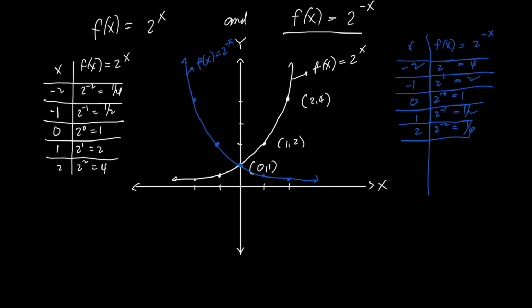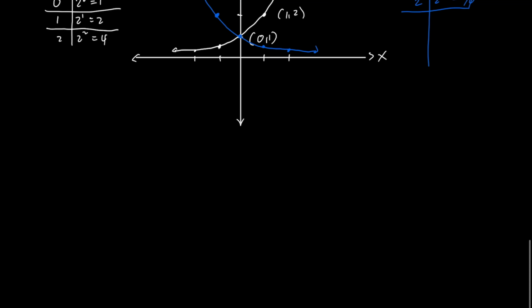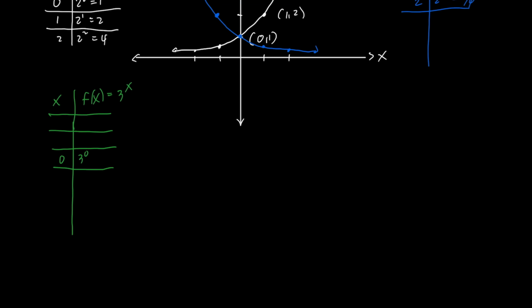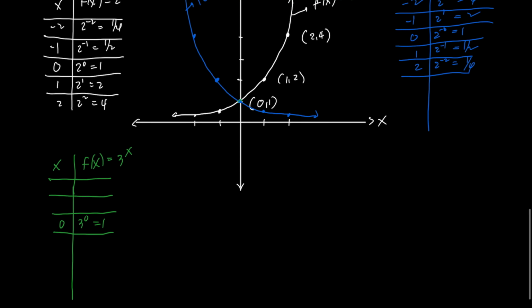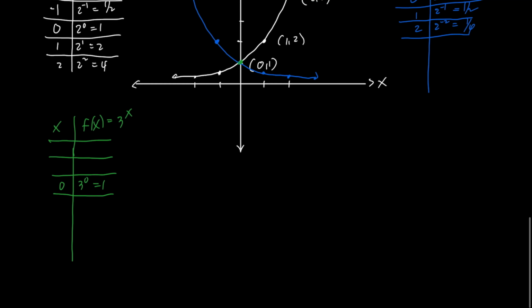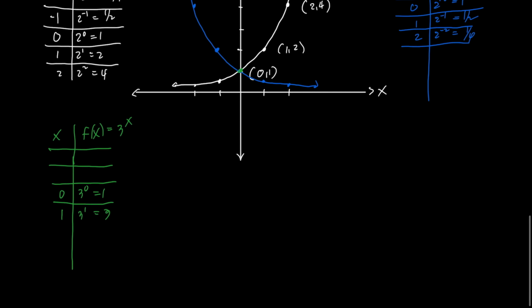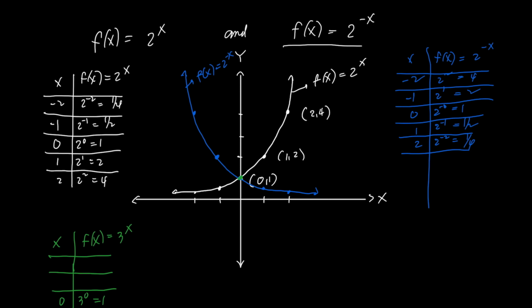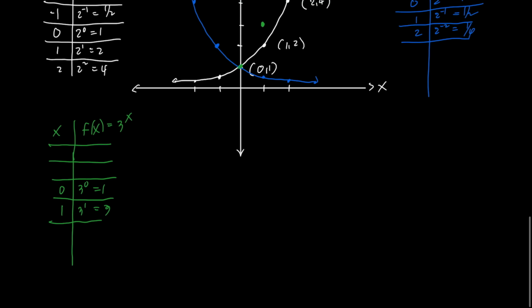Let's add another one. Let's use another color, say green. X, and our f of x is 3 to the x. Okay. If x is 0, our 3 to the 0 is just 1. So this point again. Now if x is 1, that's 3 to the 1, that's 3. So 1, 3 here. And if x is 2, that is 3 squared, that is 9.